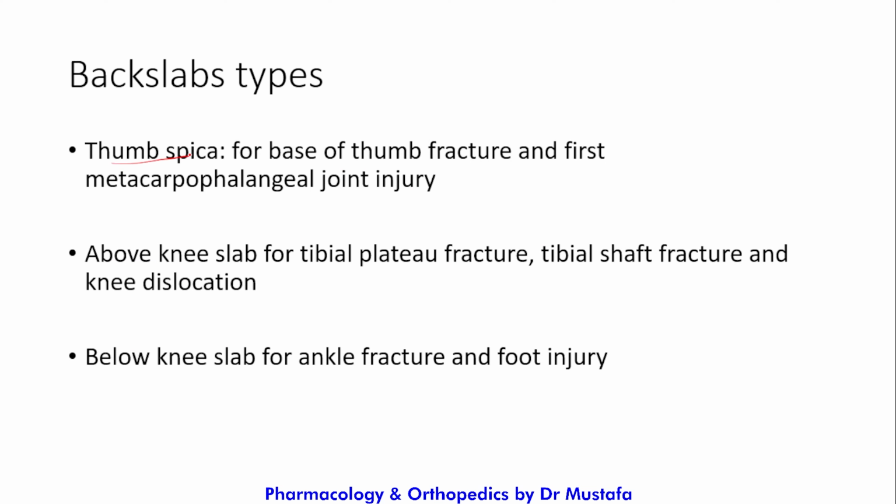The thumb spica is for base of the thumb fracture and first metacarpophalangeal joint injury. The above knee slab is for the tibial plateau fractures, tibial shaft fractures, and knee dislocations. And the below knee slab is for ankle fractures and foot injuries.